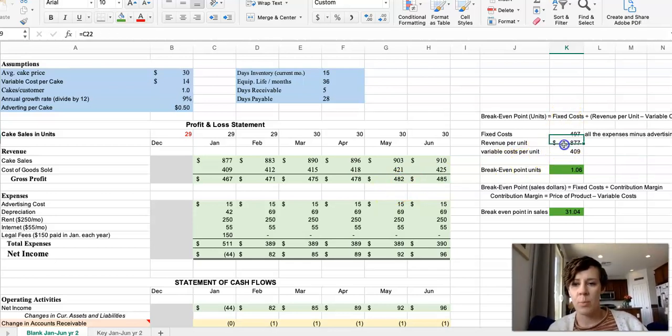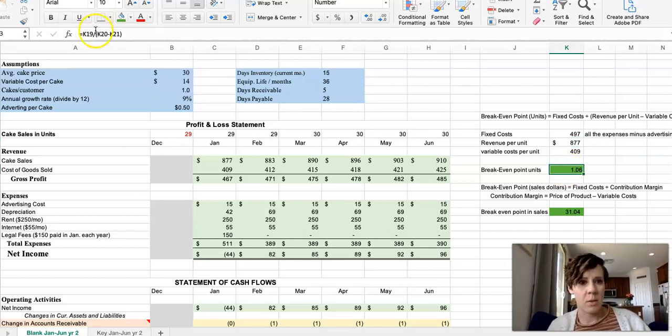And then the revenue per unit for the break-even point in units is the revenue in cake sales, and the variable costs are the cost of goods sold. So in order to figure out the break-even point in units, I used the fixed costs divided by revenue per unit minus variable cost per unit. And as you can see, here's the formula up here.